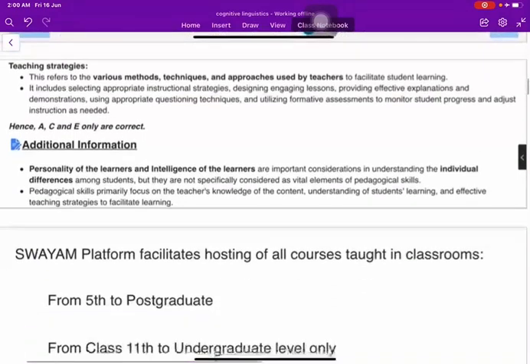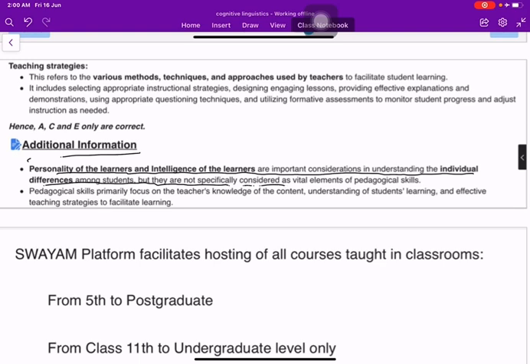Additional information. Personality of the learners and intelligence of the learners are important considerations in understanding the individual differences among students, but they are not specifically considered as vital elements of pedagogical learning. Pedagogical skills primarily focus on teachers' knowledge of the content, understanding of students' learning, and effective teaching strategies to facilitate learning.